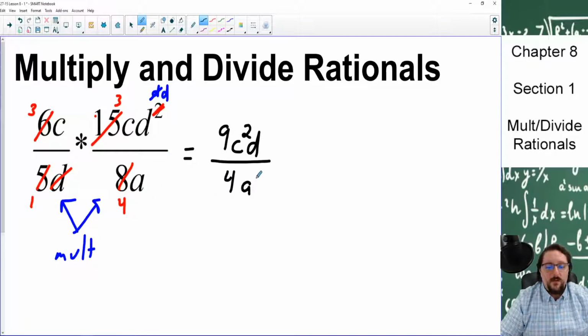Now, even though we did a great job of simplifying things as much as possible, we always want to do one extra check and make sure that we didn't miss anything, make sure there's nothing we can simplify over here. I would say that I don't see any letters that are the same on the top and the bottom. And I don't think 4 and 9 can go into each other, so I do believe we've simplified as much as we can. So let's try an example.